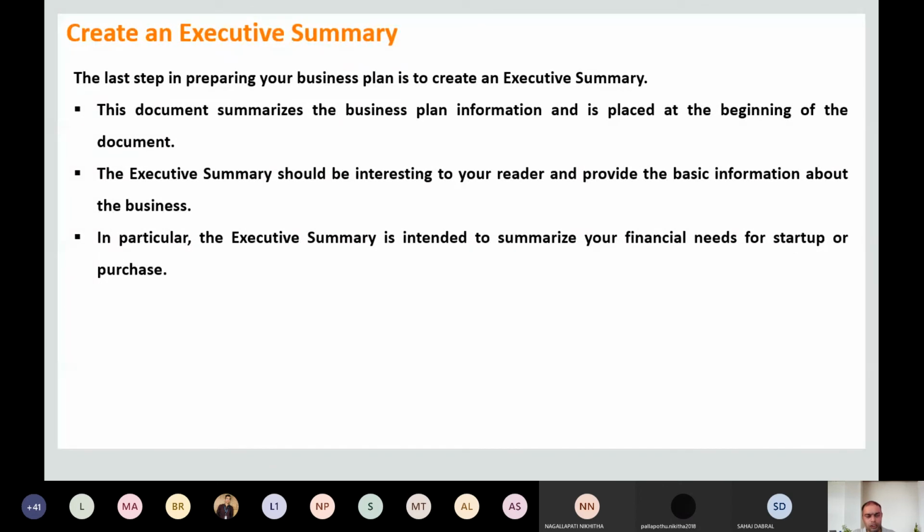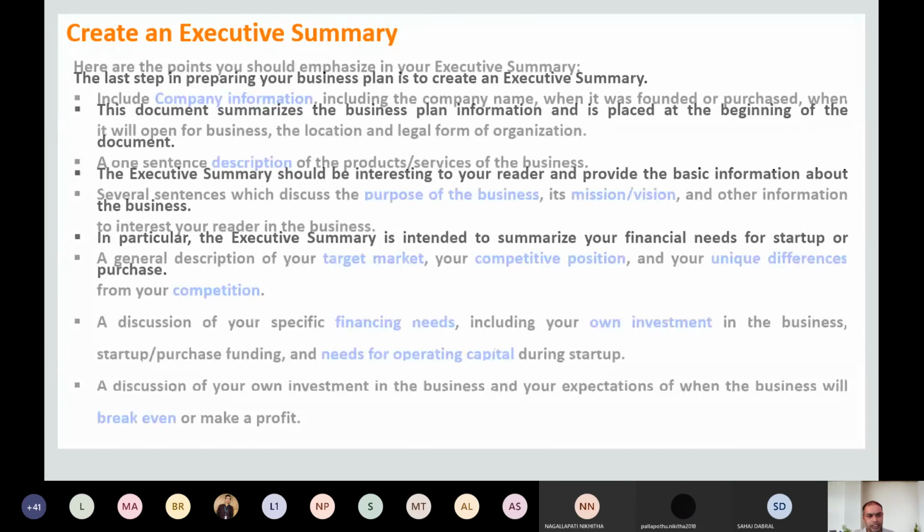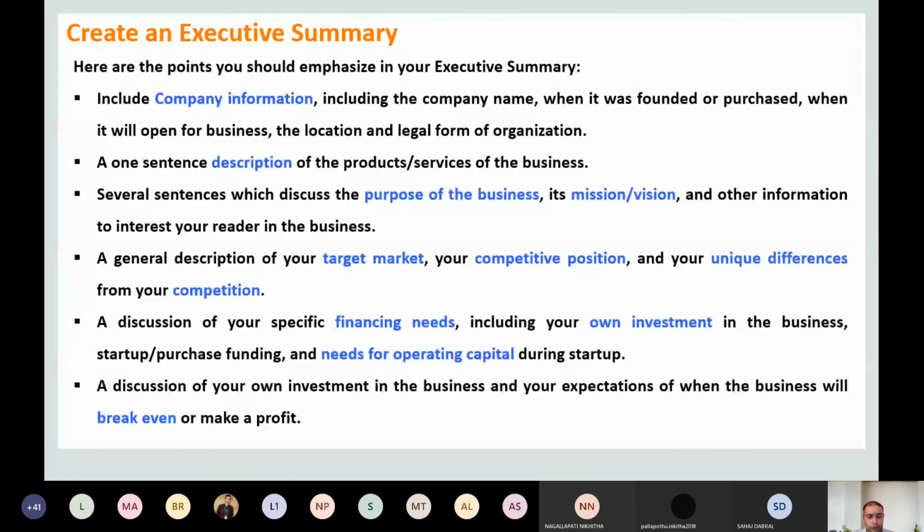You are going to tell what the business plan is, where your business will be located. You are going to tell who will be interested in doing business with you, who will be the investors, and how much finance you expect from them. So all these things have to be listed in that. Like I told you, it's going to be the company information, description of the product, and the purpose of the business. You have to mention this.